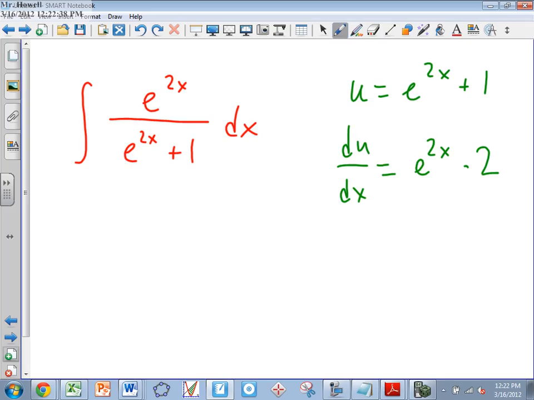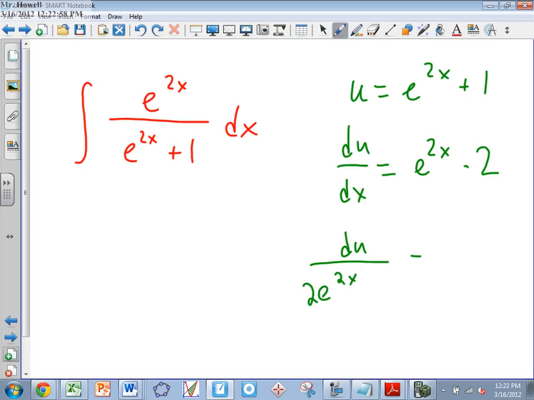Why is it the times 2? What rule is that? The chain rule. The derivative of e to the 2x is e to the 2x times the derivative of the argument. The derivative of the 2x is just the 2. The derivative of 1 just drops off.